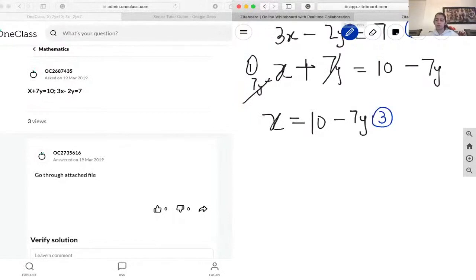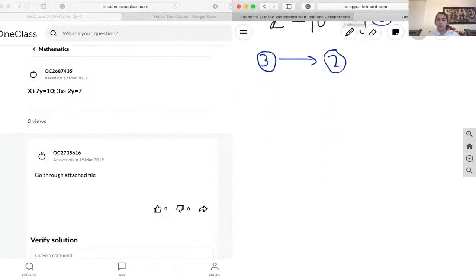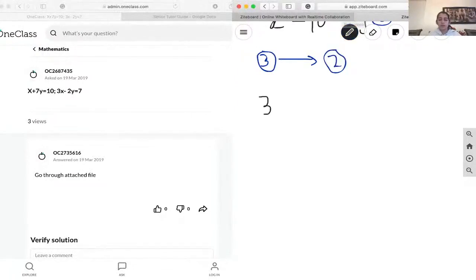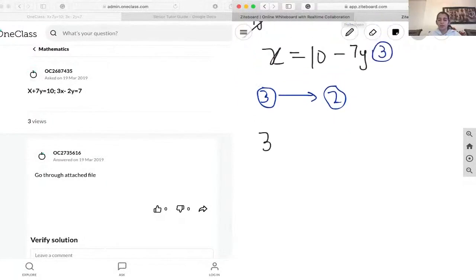And what I'm going to do is substitute our third equation into the second equation. So our second equation was 3x. For every x, you're not going to write x, you're going to write down this part, because x equals this. So in brackets I'm going to put 10 minus 7y, bracket, minus 2y is equal to 7.